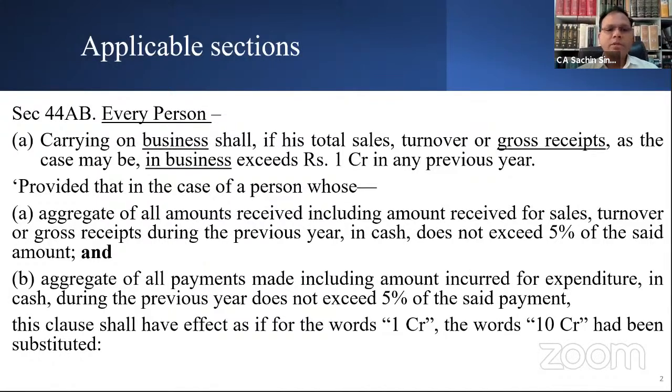Aggregate of all amounts, all payments made, including amount incurred for expenditure, and that too 5%. So if, in the aggregate of all expenditure and receipt, all payment or all receipt, the cash component is less than 5%, then you are eligible to take the benefit of this proviso clause, and for the purpose of tax audit, the turnover limit would be 10 crore instead of 1 crore. However, earlier it was 5 crore, but subsequently in the Finance Act 2020, they increased this limit up to 10 crore.